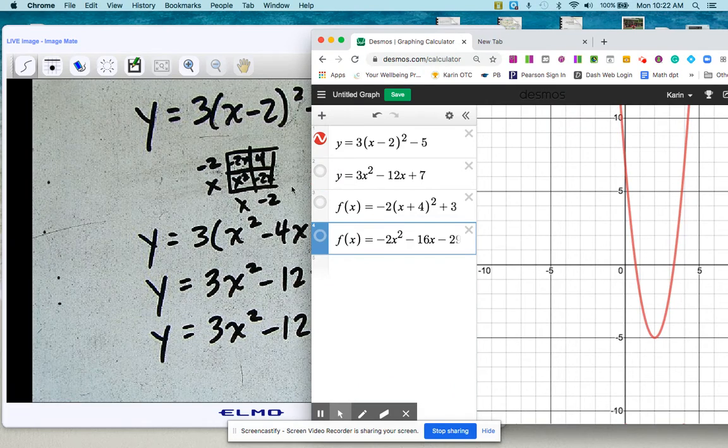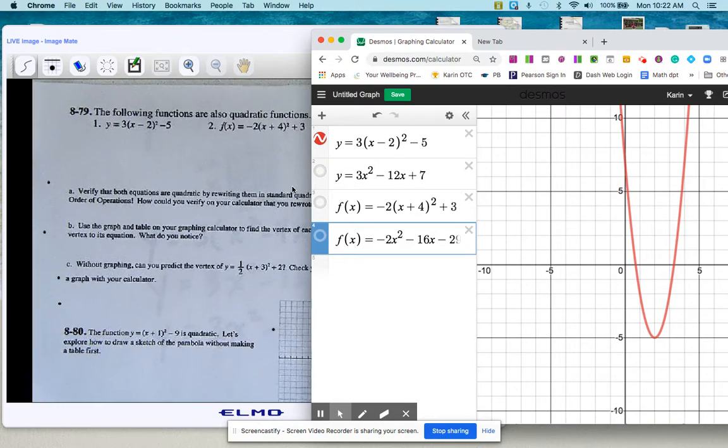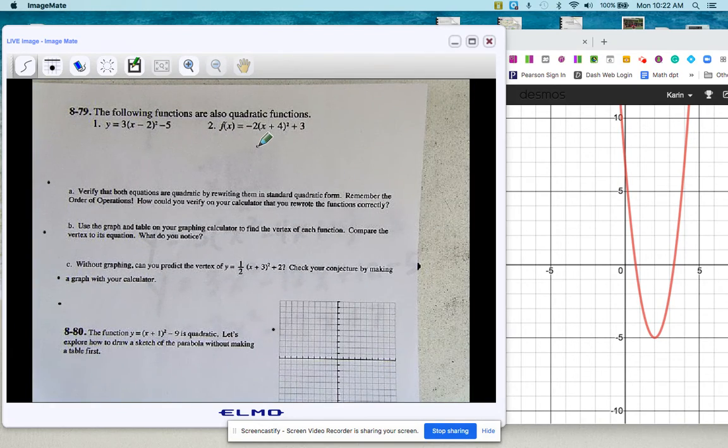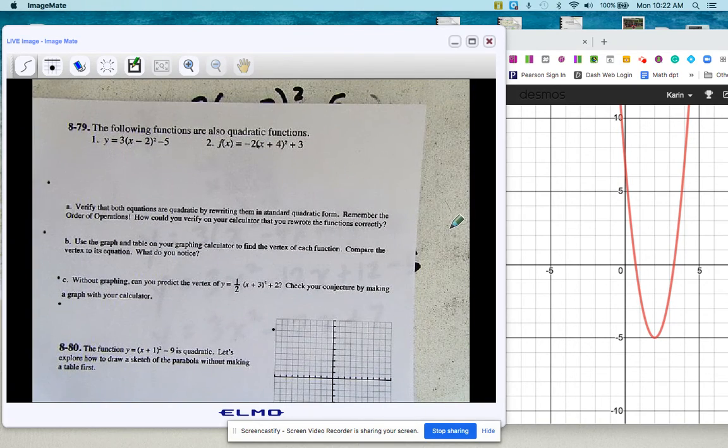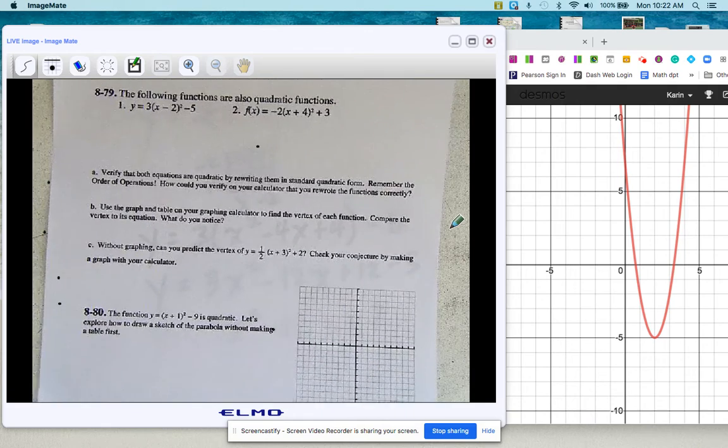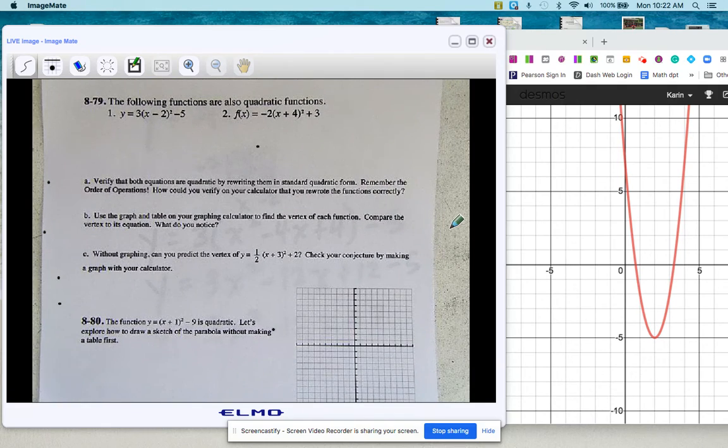All right, so I'm going to ask you to do that same thing with number 2. I want you to convert that one. Should I keep plotting little dots on the screen? I want you to take that one and convert it to standard form.